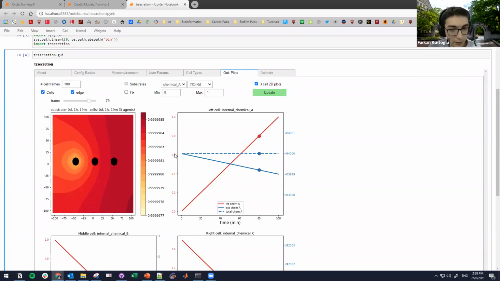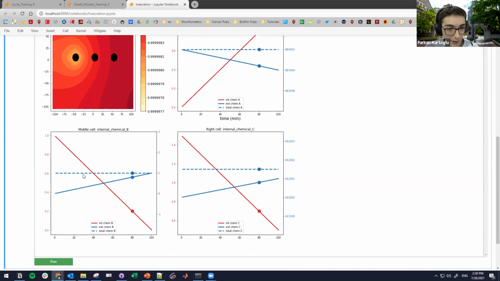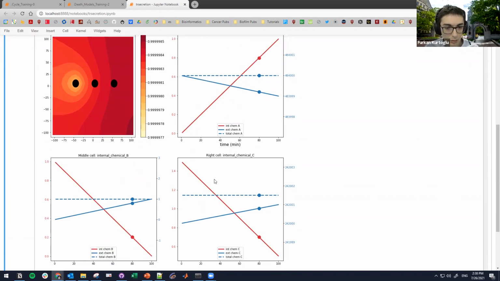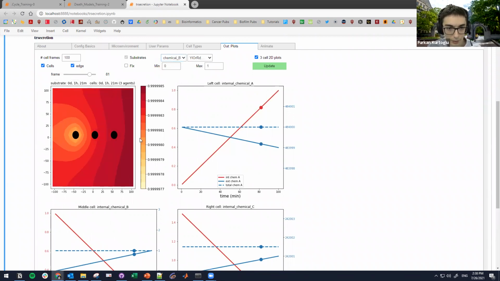Yeah, that's a great question. So the first one is uptake, the second one is secretion, and the third one is the export rate. So this one is uptaking, secreting, and also exporting, but also this is secreting. And okay, then let's go to B, which is the secretion.